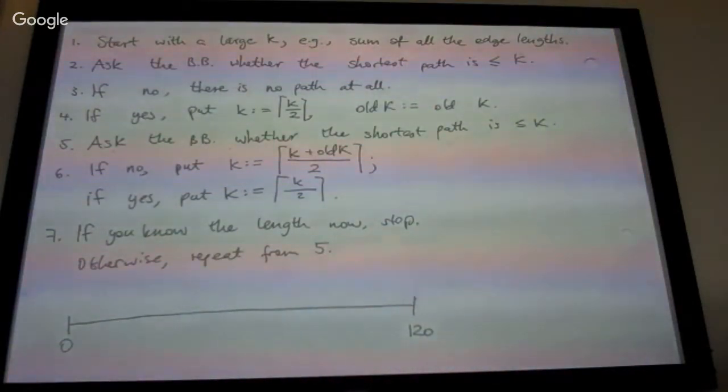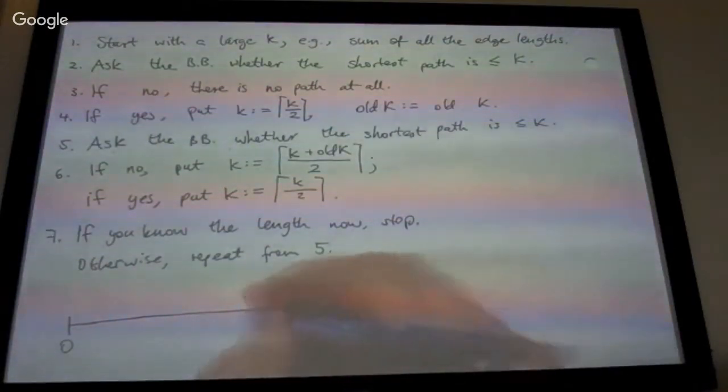So you ask, is it less than or equal to 120? And I've put a number down here. You can't see it because of this. It's okay, doesn't matter. Anyway, so you ask, is it between 0 and 120? And I say yes. So you divide 120 by half.